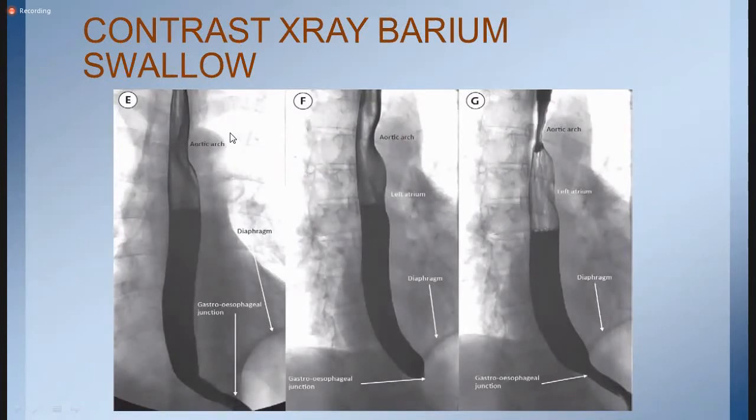This is again a barium swallow examination demonstrating the dorsal esophagus with indentation at the aortic arch level, and indentation at the left atrial level. This is the diaphragm that is indenting near the gastroesophageal junction. This is a hiatus, the esophageal hiatus.